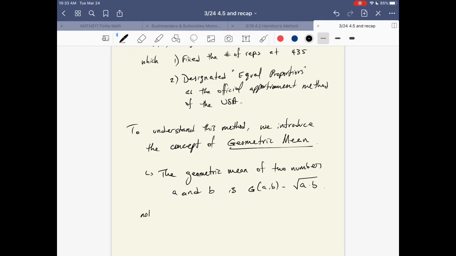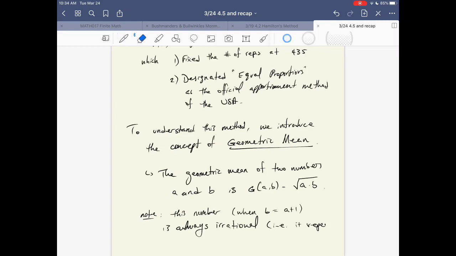I'll make a note. This number, when B is equal to A plus 1, which is what it will be in our case, is always irrational. And remember that the irrational numbers are the ones on which the decimal goes on randomly forever. Like there's no pattern. It doesn't repeat. So it never repeats and it goes on forever.